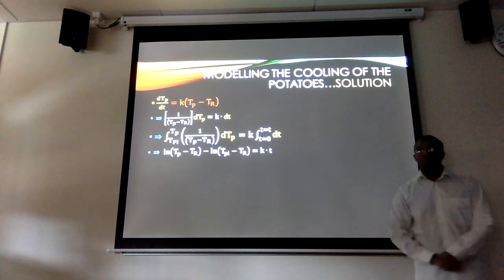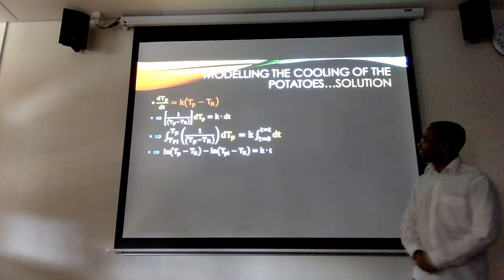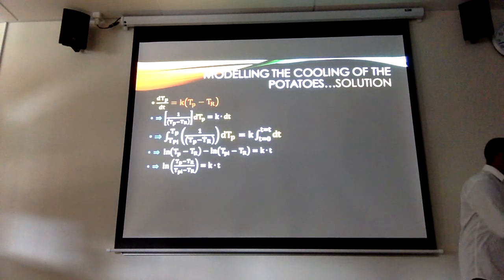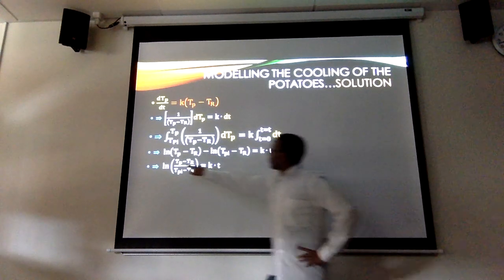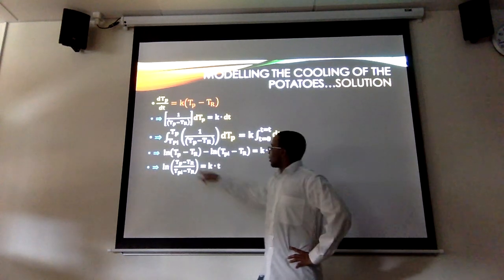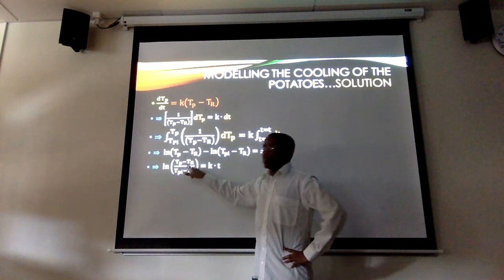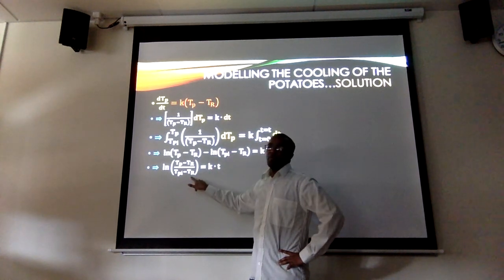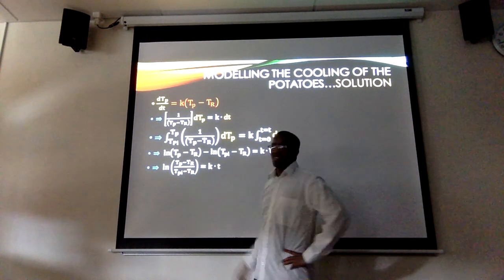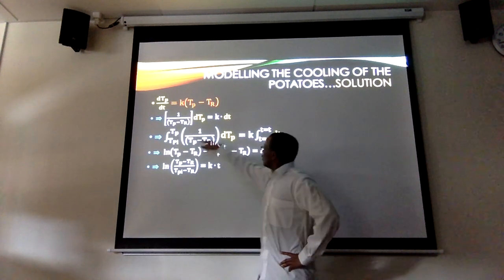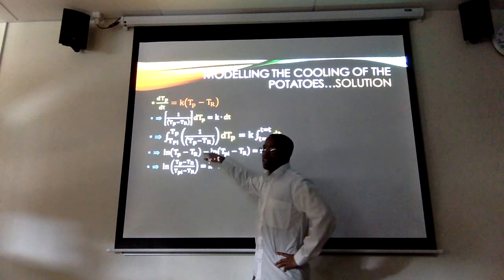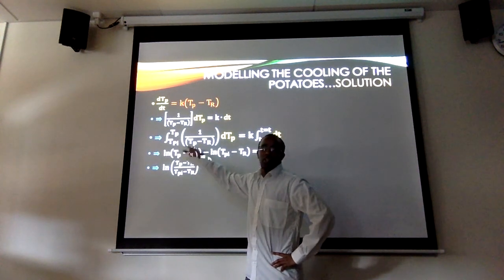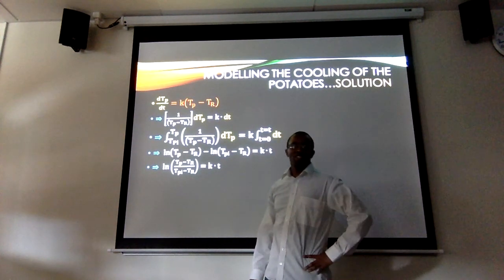And you get that, after you integrate it. And then you use your logarithmic properties. You see we've got log here, we've got log here. So using the log properties, we can rewrite this form into this form. Why do we take log? If you take the integral of 1 over Tp minus Tr, it's the log. You get log. That's an integration rule.